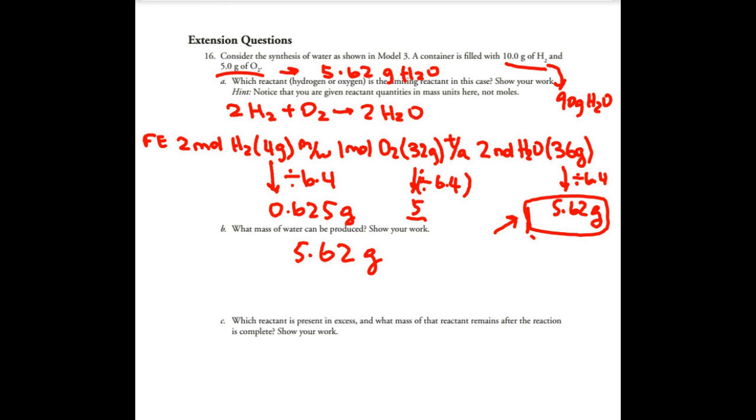But if you look at letter C, it's asking how much remains, not how much reacts. So you started with 10 grams minus the amount that is reacting, and you should get somewhere around 9.3 something grams. So that's how much excess you have in this reaction. You have an excess of H2, and the O2 reacts completely, and that's how much H2 is left over.